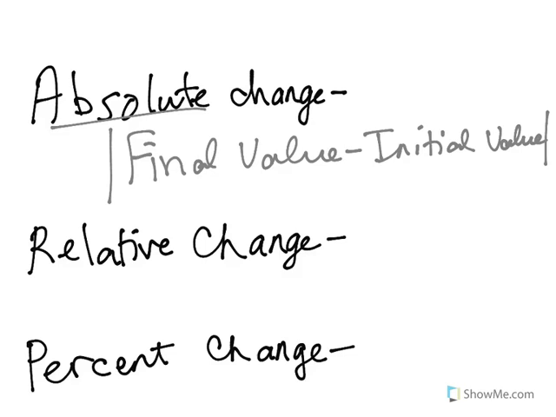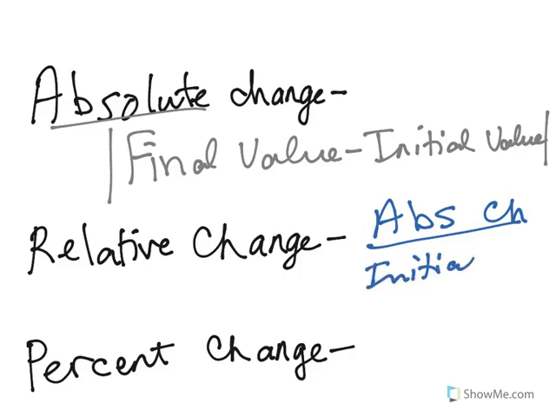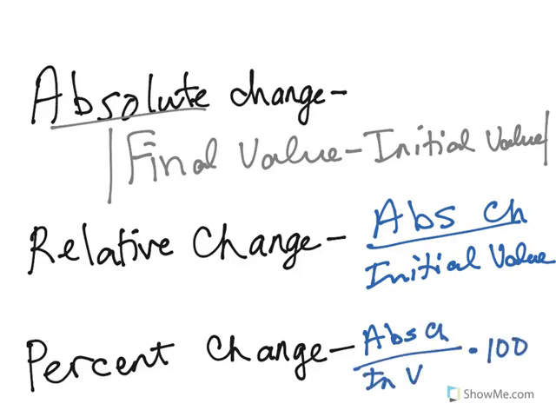Now, for relative change, we take the absolute change that we just found, the answer to the top one, and divide by the initial value. The initial is what we started with. So the absolute change divided by the initial value gives us the relative change. This is going to come in the form of a decimal. If we take that decimal and multiply by 100, we have turned this into a percent, so we have percent change.